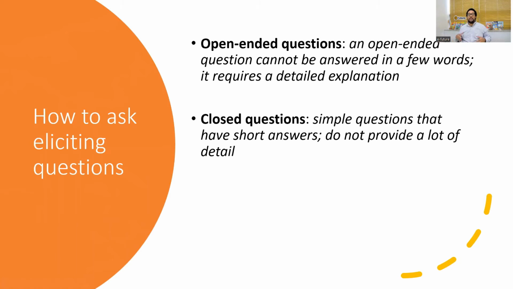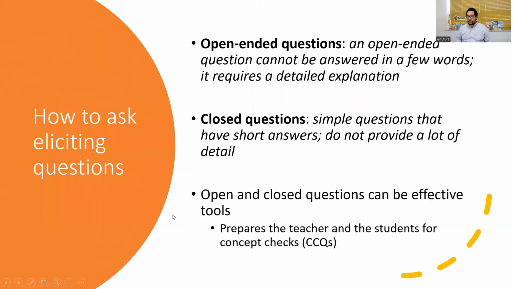Now, an open-ended question is obviously going to require more than one answer most of the time. It's more than one word to answer the question. Some open-ended questions will be one or two words, but the ideal open-ended question is something that the students have to use detail to explain. And a closed question is simple. It's just a short answer. It can often be like a yes or no question as well. There's not a lot of detail, but both of these types of questions are useful. Open and closed questions are important tools, and they help prepare the teacher as well as the students when you do things like concept checks at the end of a lesson or at the end of an activity.